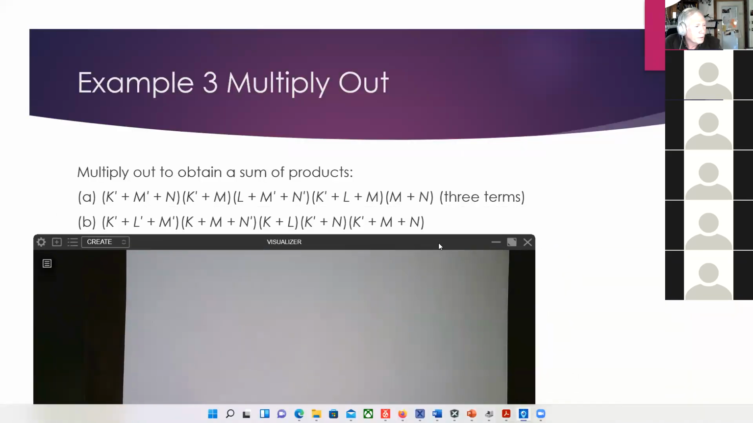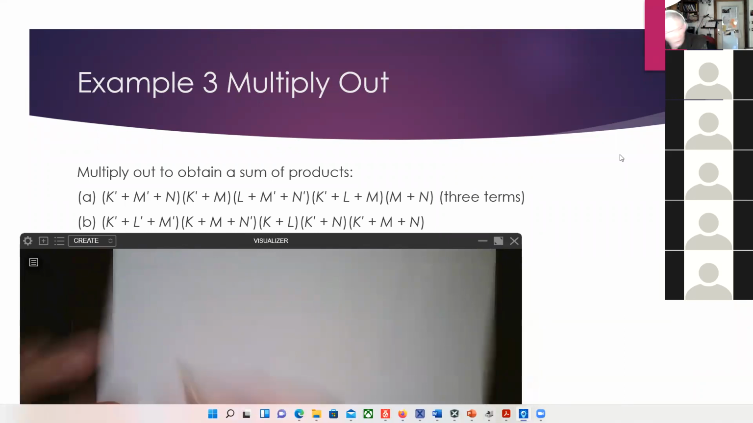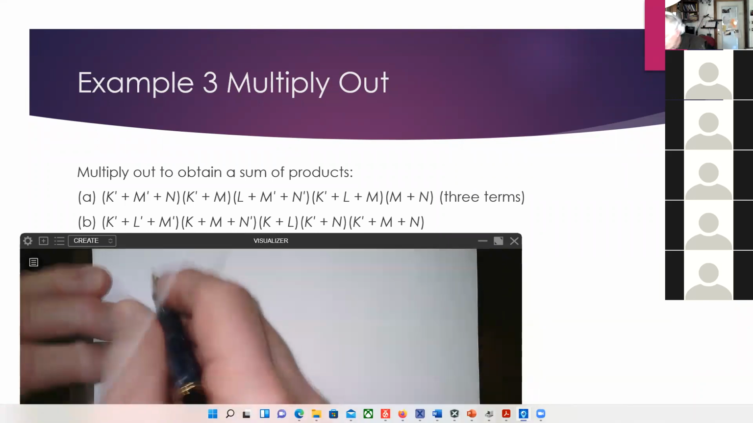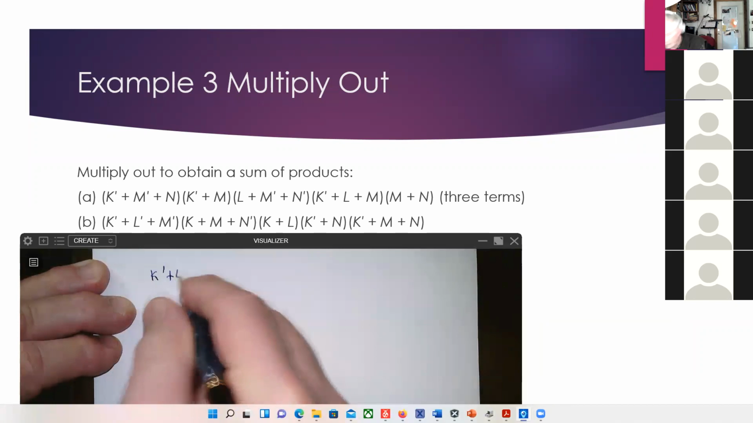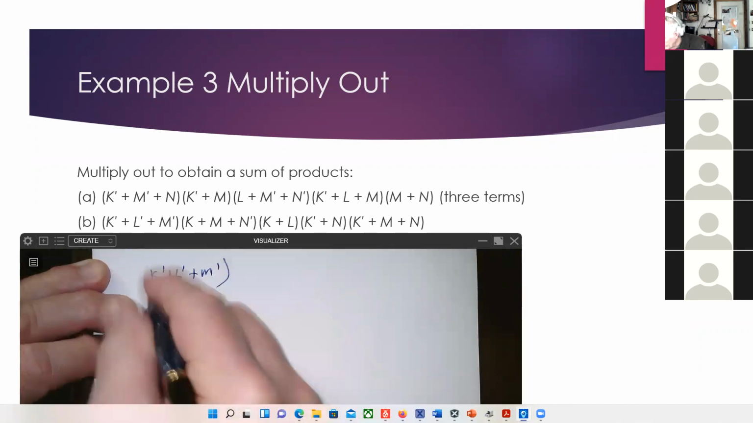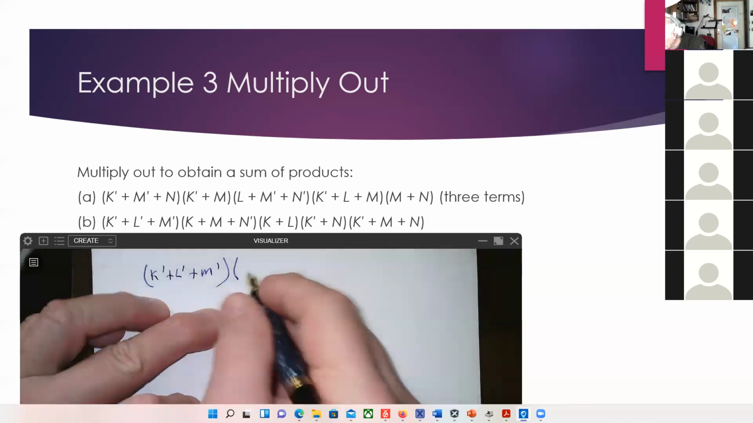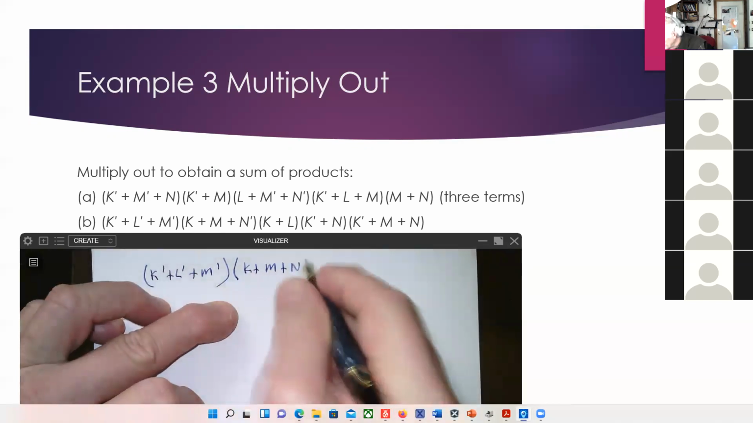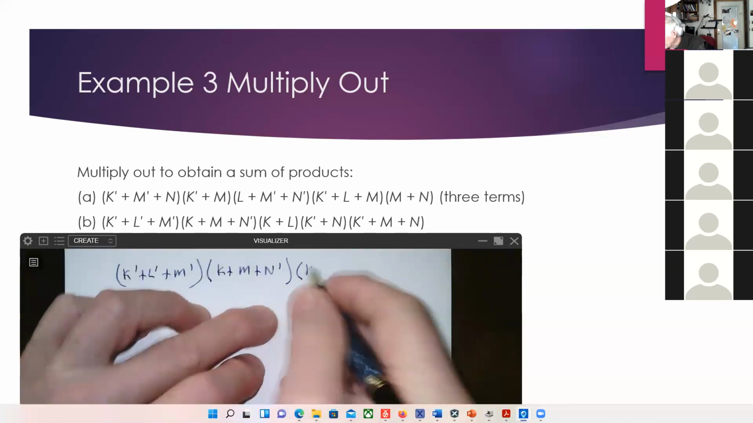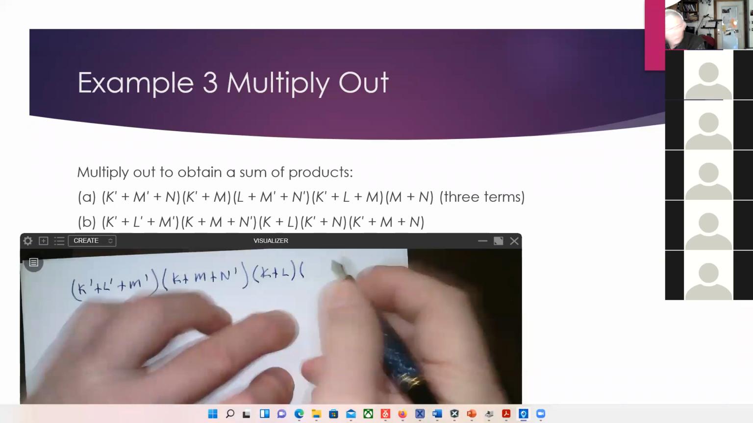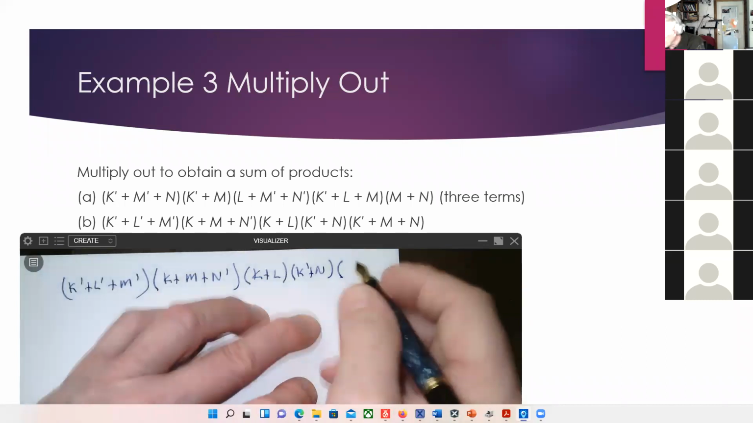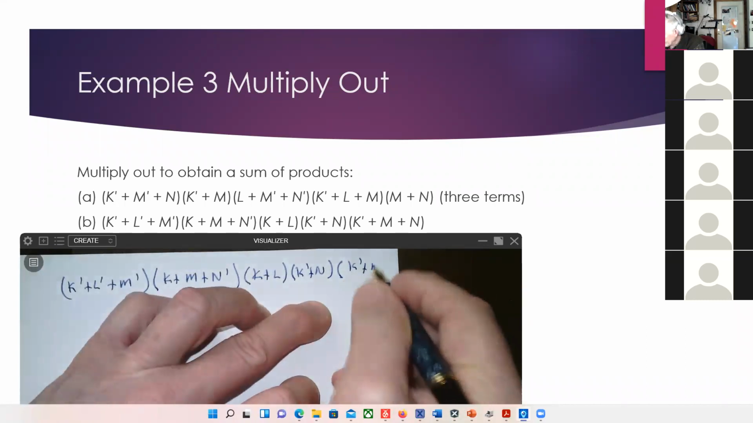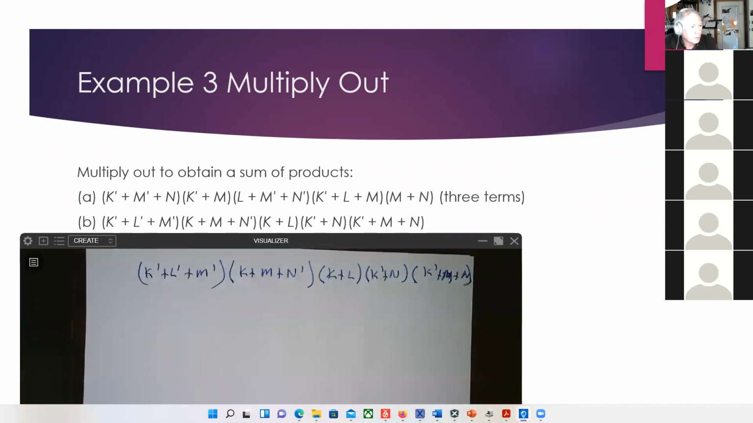All right, so let's do this one. I'll just copy it down here. K prime plus L prime plus M prime, and then K plus M plus N prime. And K plus L. And K prime plus N. And K prime plus M plus N. Now we'll expand this.